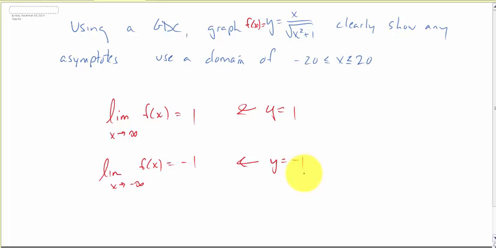In the next section, we'll look a little bit more at asymptotes, and we'll look at some properties of limits, as well as how to find limits algebraically.